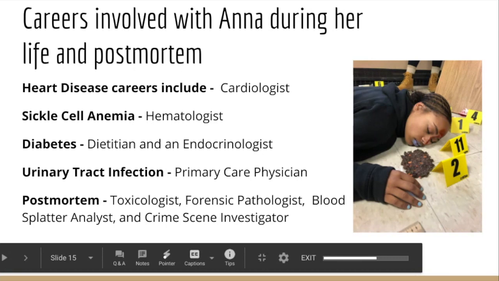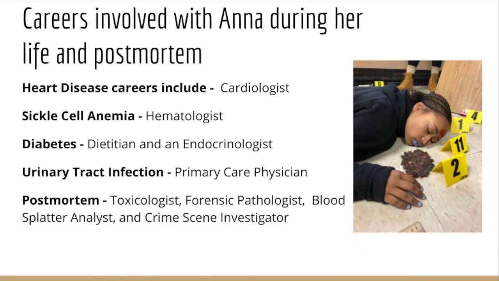Careers involved with Anna during her life and postmortem. Anna would go to see a cardiologist for her heart disease. A cardiologist gave Anna her heart disease diagnosis and continued to help her with treatments. She would go to a hematologist to get treatment for her blood disorder, sickle cell anemia. For her diabetes, she would go to a dietitian and an endocrinologist. A dietitian helped her come up with a healthy meal plan and with foods that are healthy for her. The endocrinologist would diagnose and treat Anna's hormone imbalances by restoring her normal balances of hormones into the body.